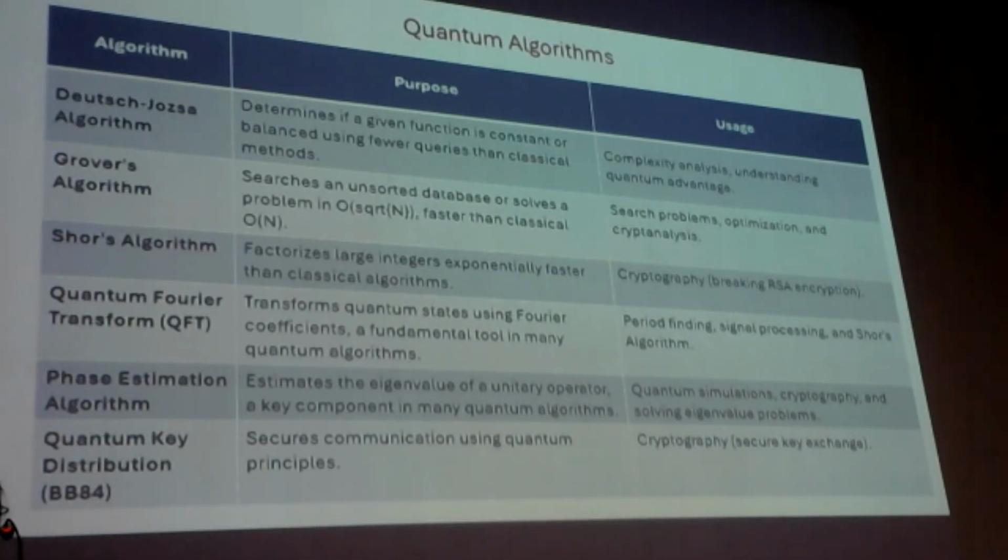Quantum Fourier transform. We all know how important Fourier transforms are, and this transforms quantum states using Fourier. See, in parallel, many techniques we are using in classical computing, they're trying to get corresponding quantum algorithms for those operations also. Okay. And phase estimation, that's also an important task to be performed.